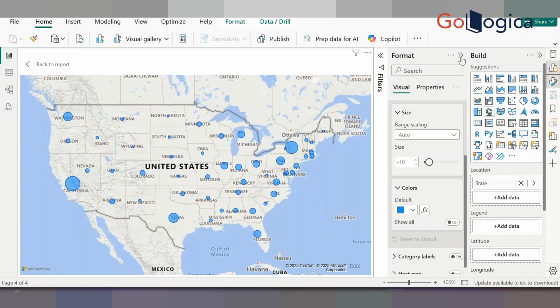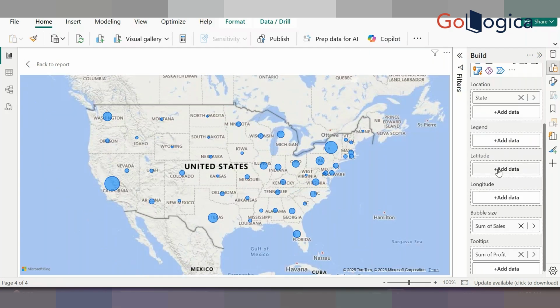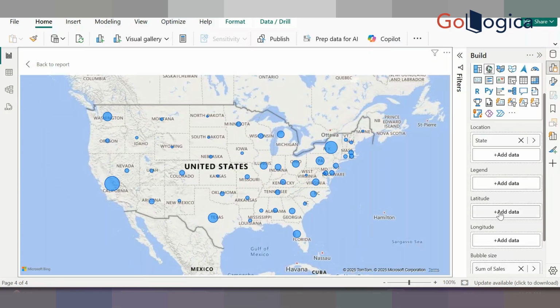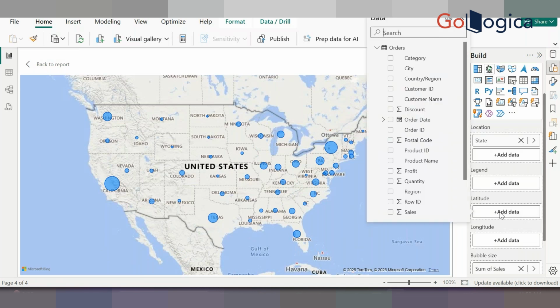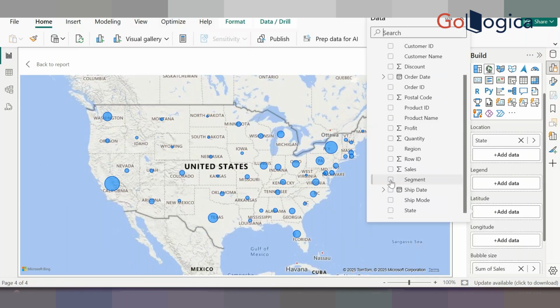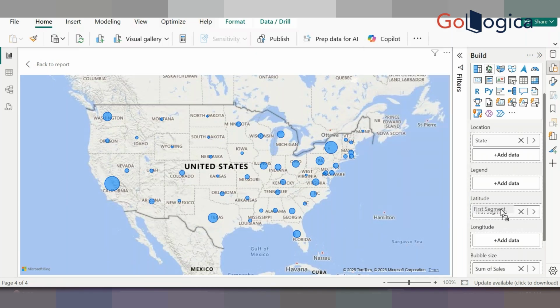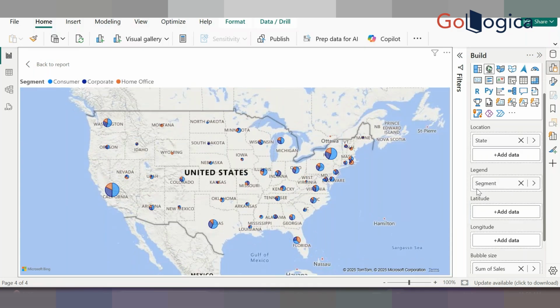For this, what I will do is, here we have a legend. In the legend, instead of adding a region, I'll just add a segment. I have added a segment in the legend. You can see it has automatically created a pie chart. The light blue is consumer, dark blue is corporate, and the orange is home office.